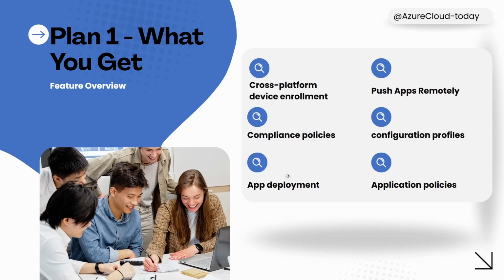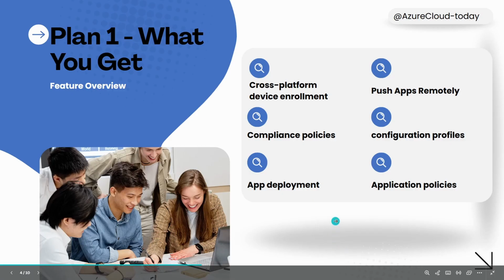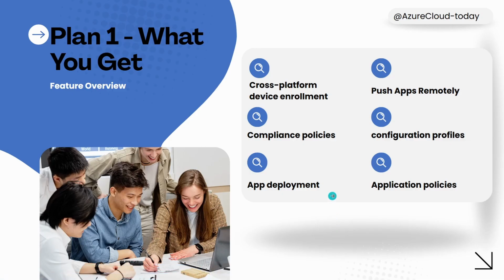What does Plan 1 get you? With this plan, you can do cross-platform enrollment, which covers iOS, Android, macOS, Windows, and Linux. You can push apps remotely to those devices. You can set compliance policies on those devices. Configuration profiles can be pushed. App deployment can be done. And application protection policies can also be pushed.